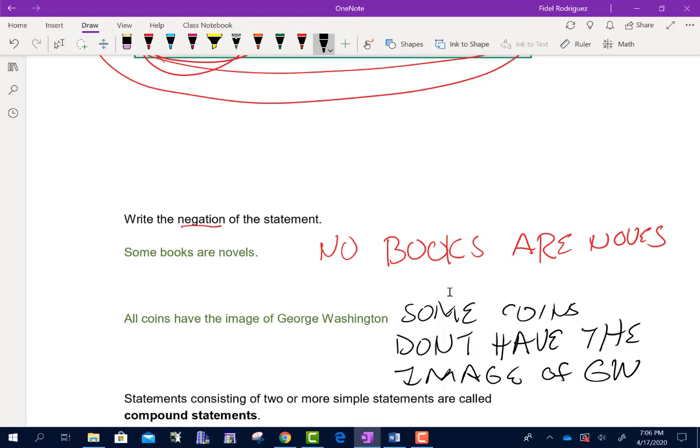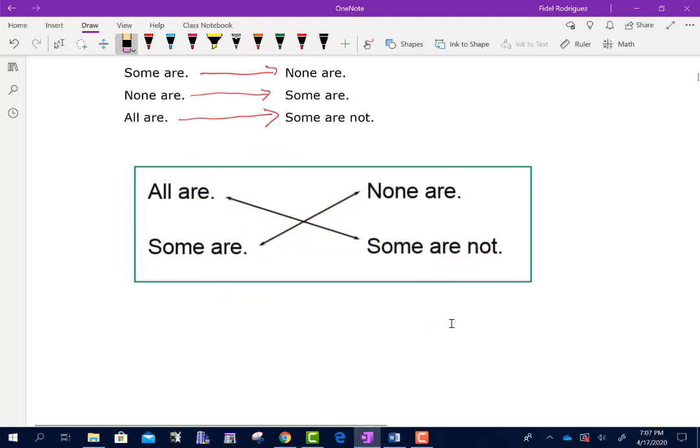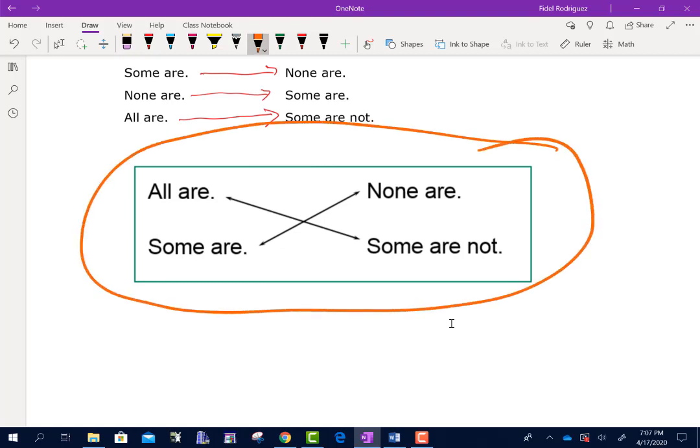Now, one thing I want to point out: when you're doing your homework, these are going to be multiple choice questions, so you're not actually going to have to type anything in. You're just going to have to look for the negation. The easiest way to find the negation, in my opinion, is to use that little box. That's going to help you figure out what the negation will be. So when you're doing your homework, reference that box, and it should be more straightforward.